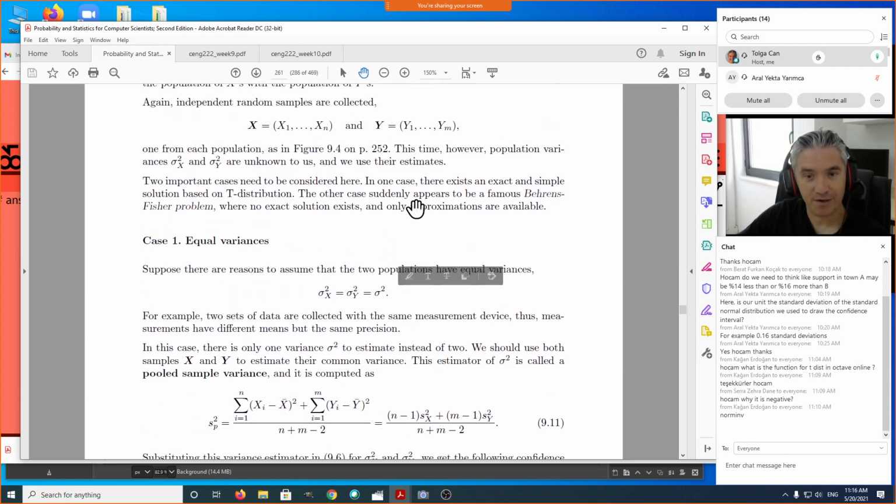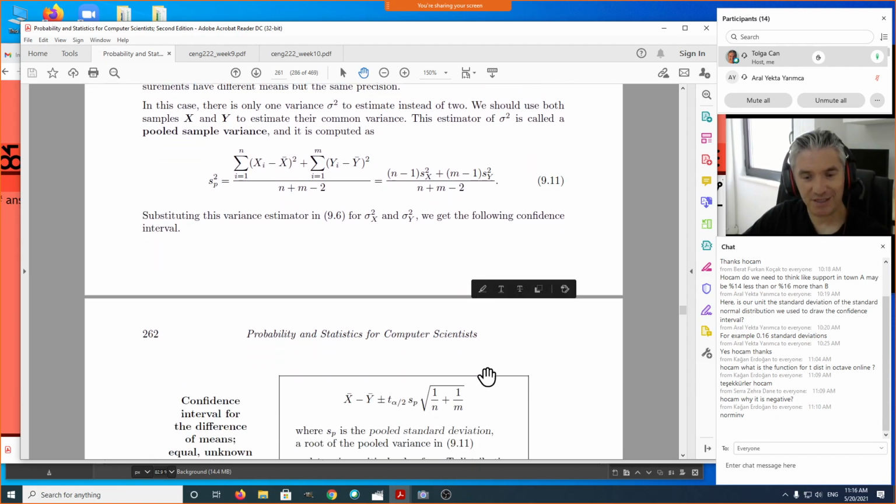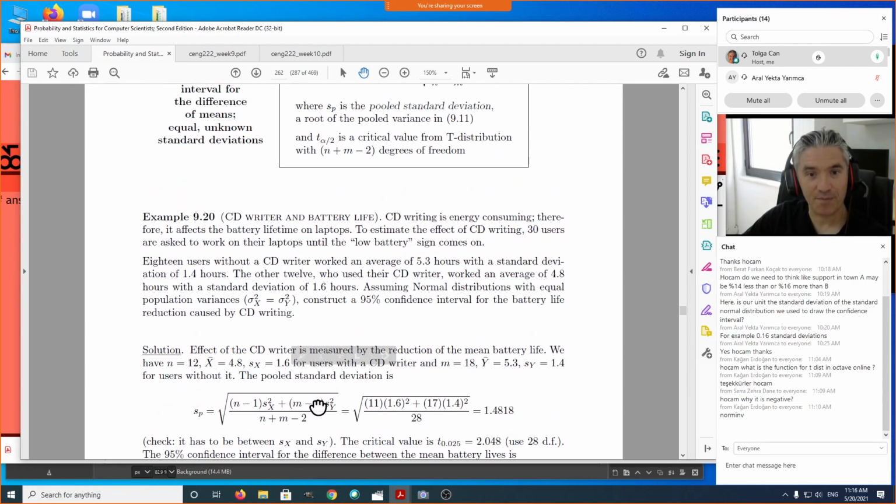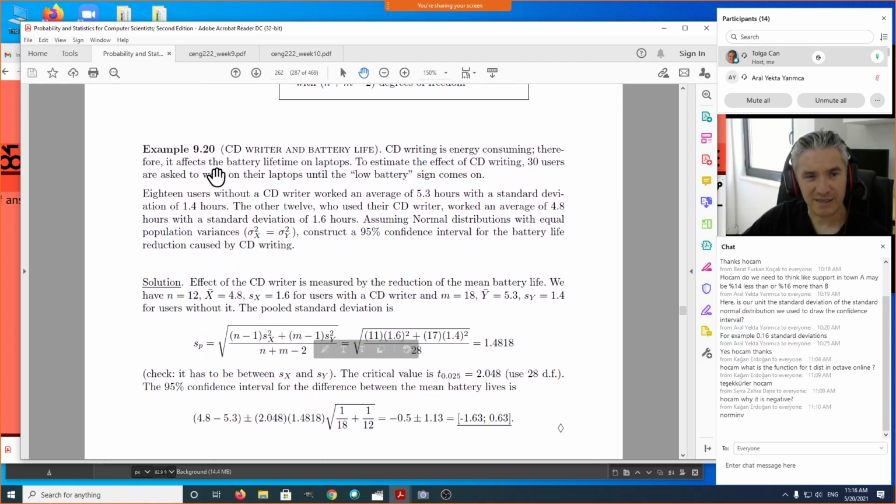Now, case 2 here is a difficult case. In the first case, there exists an exact and simple solution based on the t-distribution, which is what I just showed you. The other case, if we don't assume equal variances, turns out to be a difficult problem. It's called the Behrens-Fisher problem, where no exact solution exists. There is no exact solution for that problem, and only approximations are available. And even the approximation itself, you're going to see, is a complicated formula. So this one is an example, 9.20.